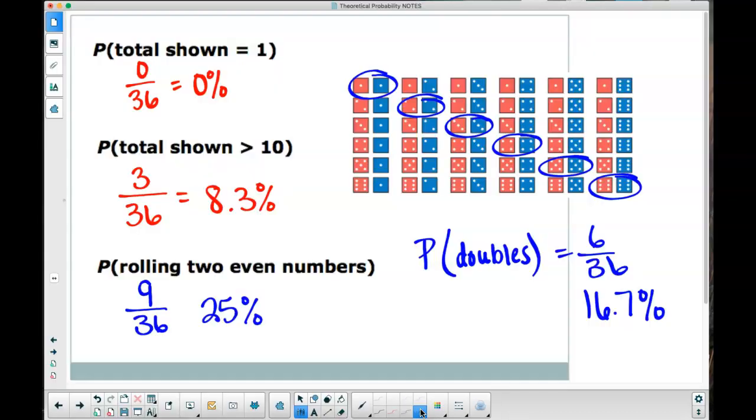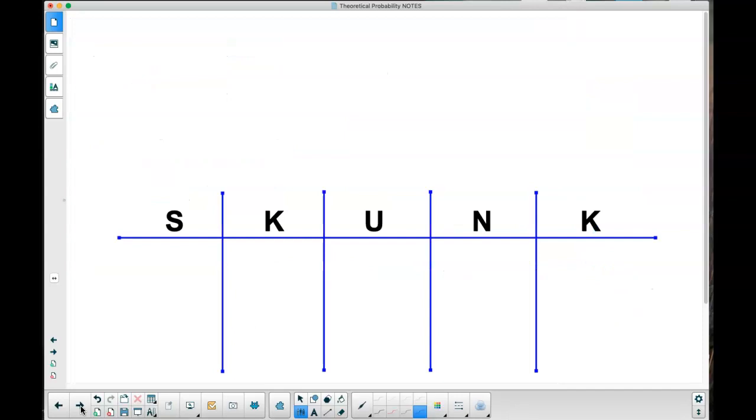Okay, we're going to skip those last 3 slides. We're not going to do them. But we're going to play skunk again, too. You all have better luck this side of the room today. Okay, but we're playing with 2 dice today only. Yesterday we played with 2 dice and then 1 dice. We're going to do 2 dice only.